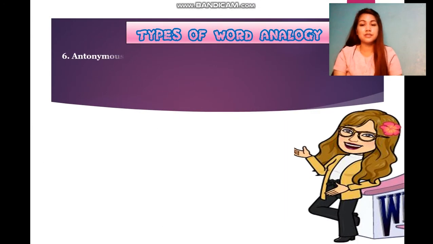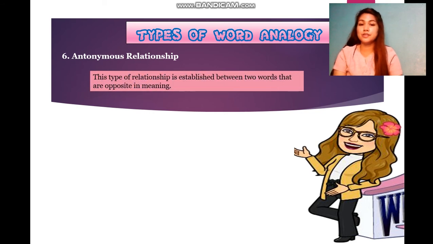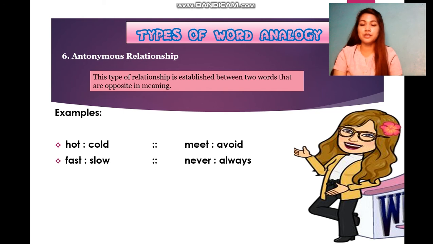Number 6. Antonymous relationship. This type of relationship is established between two words that are opposite in meaning. Examples: hot is to cold as meet is to avoid. Fast is to slow as never is to always. Easy is to difficult as shallow is to deep.